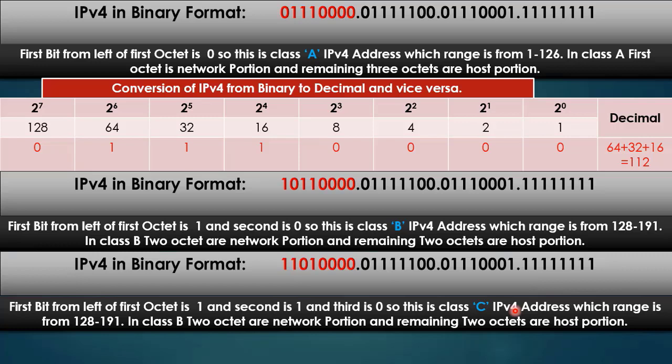And if the first 3 bits are 1 and the fourth bit is 0, then you are in class D. And if the first 4 bits are 1 and the fifth bit is 0, then you are in class E.